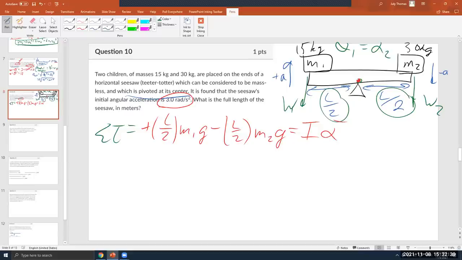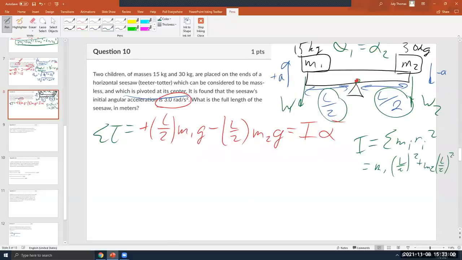The only thing that I don't have here is the inertia, but I know that my inertia for point masses is just the sum of m i r i squared, which means M1 (L/2) squared plus M2 (L/2) squared. It's the same r's that go into calculating the torque. Always, always, always those have to be the same. Let's see, what does that get? M1 plus M2 times L squared over 4.